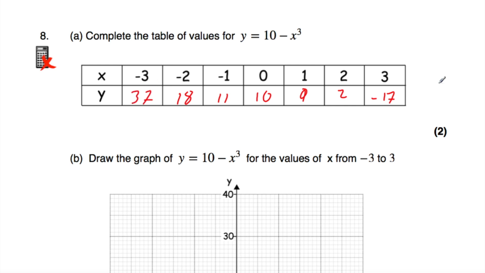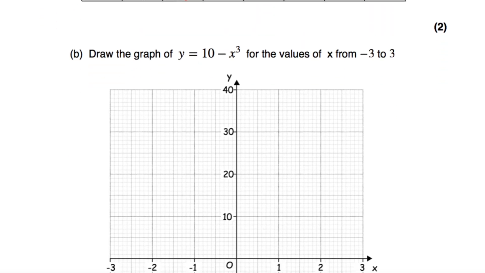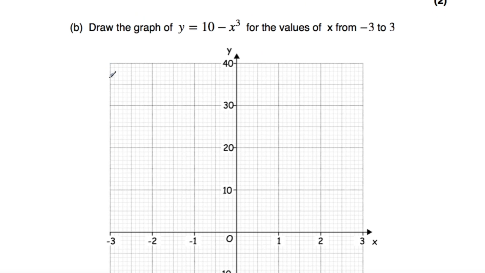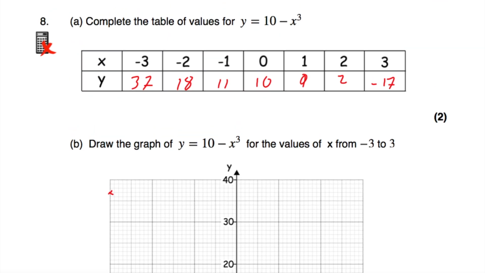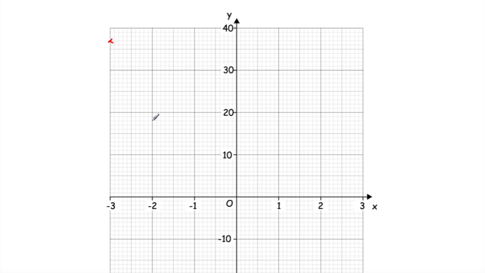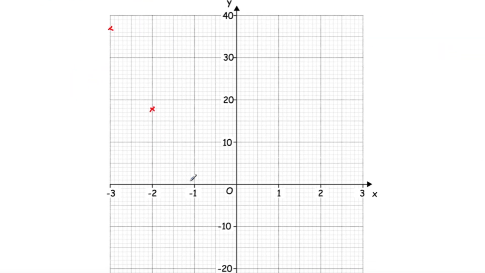So there are our y coordinates. Now we just need to plot them. So let's plot them. Negative 3 across, 37 up. Now each one of these little boxes is worth 1, so 37 is going to be here. Next, negative 2, 18, so negative 2 and then 18 there. Next, negative 1, 11, so negative 1, 11 will be there.